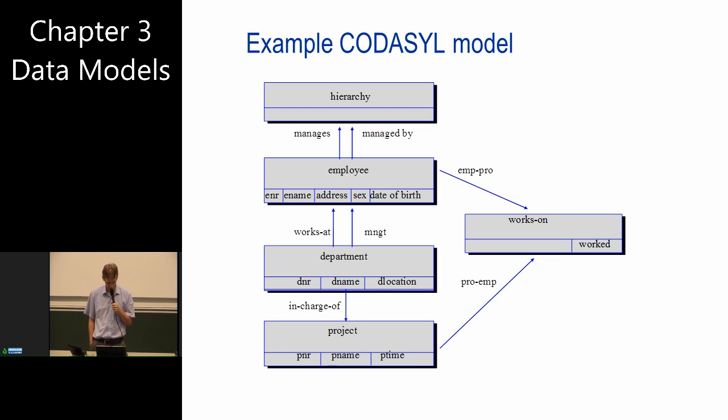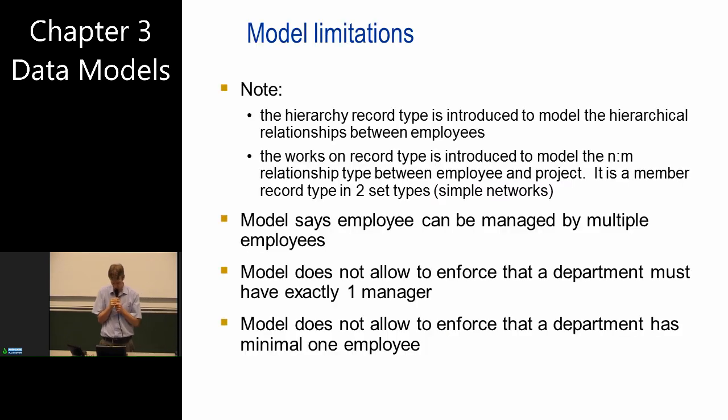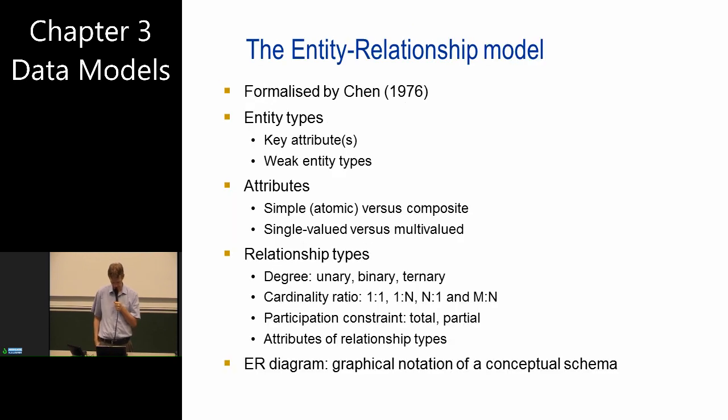The model does not allow to enforce that a department needs to have at minimum at least 1 employee, so you can have departments that have 0 employees according to the model, which is maybe not what you want in a real-life setting. So you see that this model does have a lot of limitations, unfortunately, which you also see listed right here as well. So I basically went through all the limitations as you can see them listed right here.